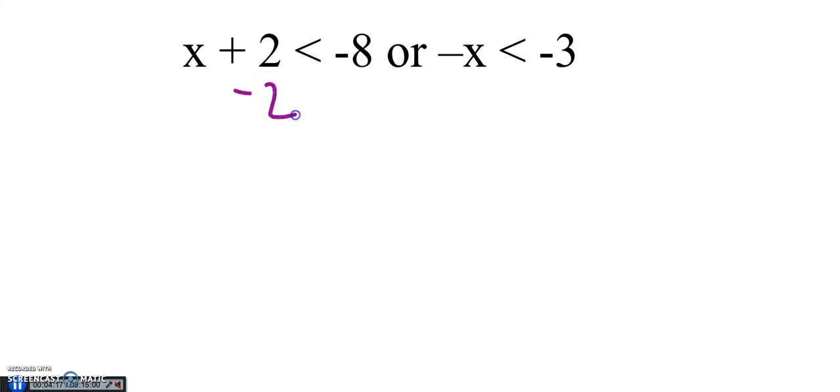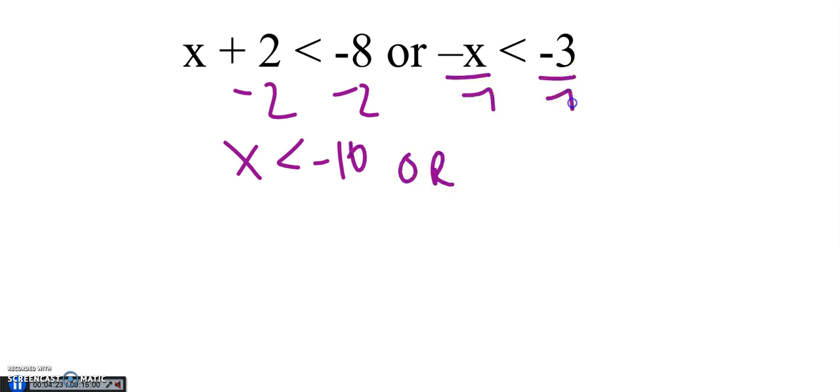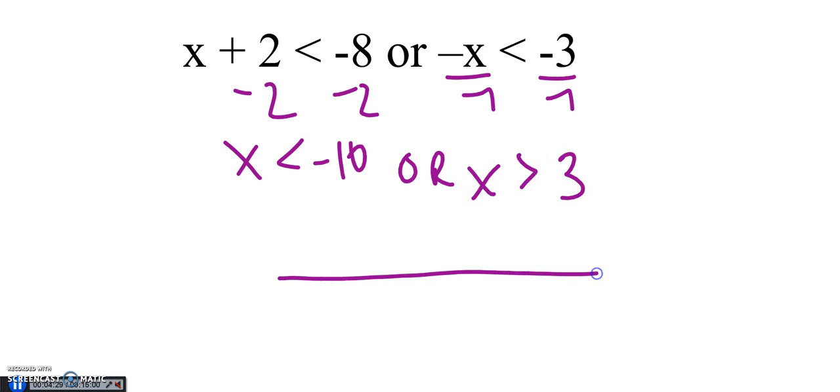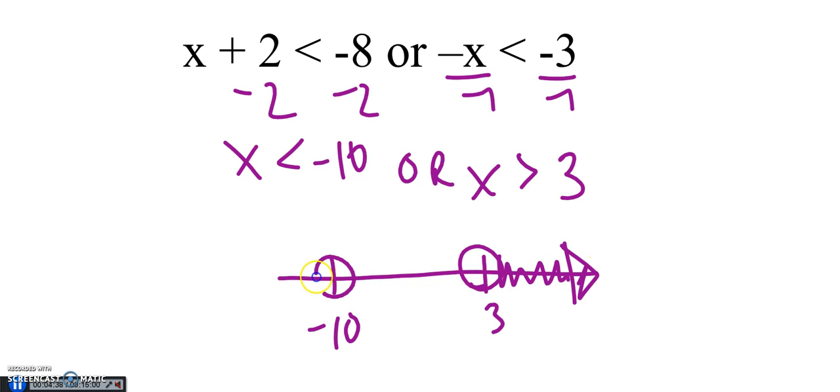If we solve this one, we get that x is less than negative 10. Or, in this one, we're just going to divide by a negative 1. So that flips our inequality around. And this time, we always still want to put our smaller number on the left, bigger number on the right. Open circle at the 3. And an open circle at the negative 10. So our oars go out in the water.